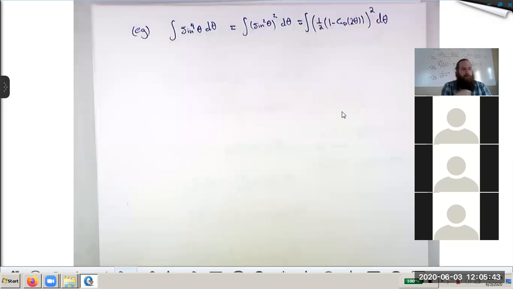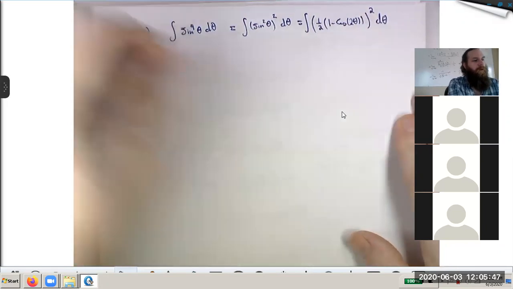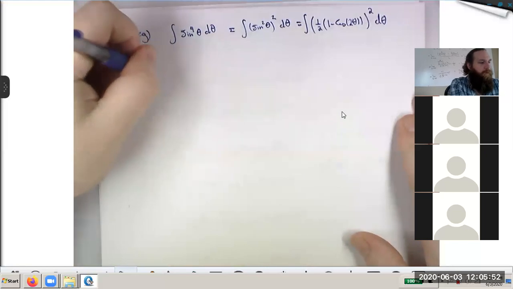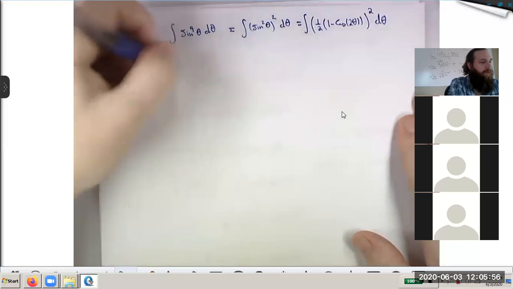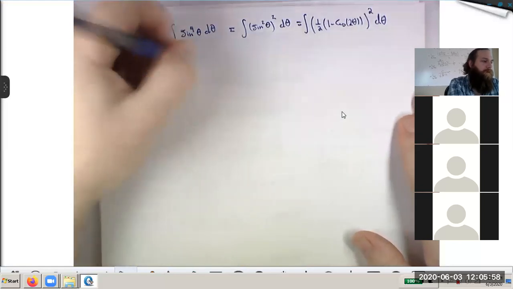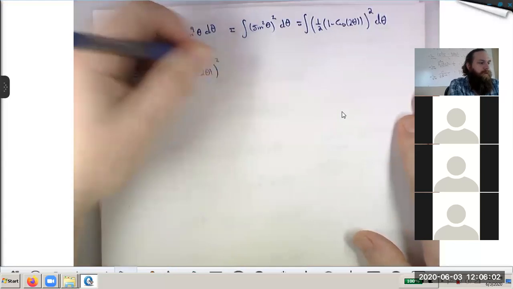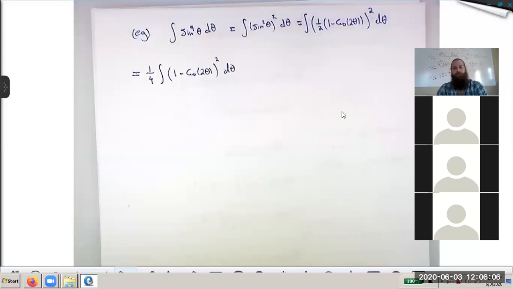And we're just going to beat this thing to death with the algebra hammer. When I square this whole apparatus, I'm going to get 1/4 times, and I'll pop the 1/4 out of the integral. What's left inside is 1 minus cos 2 theta squared, which I then need to FOIL out.